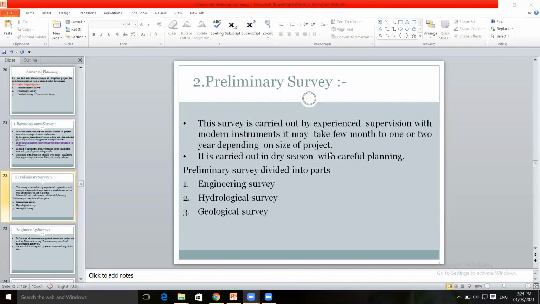The preliminary survey is carried out by experienced supervision with modern instruments, which is done for 1 or 2 months, or it may be done for 1 or 2 years. Depending upon the size of the project, this survey is to be carried out. This survey is carried out in 3 stages: engineering survey, hydrological survey, geological survey.